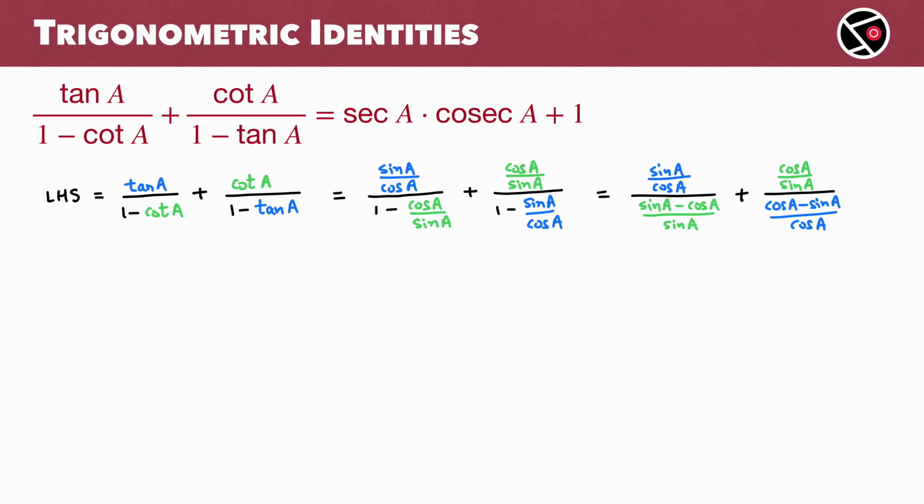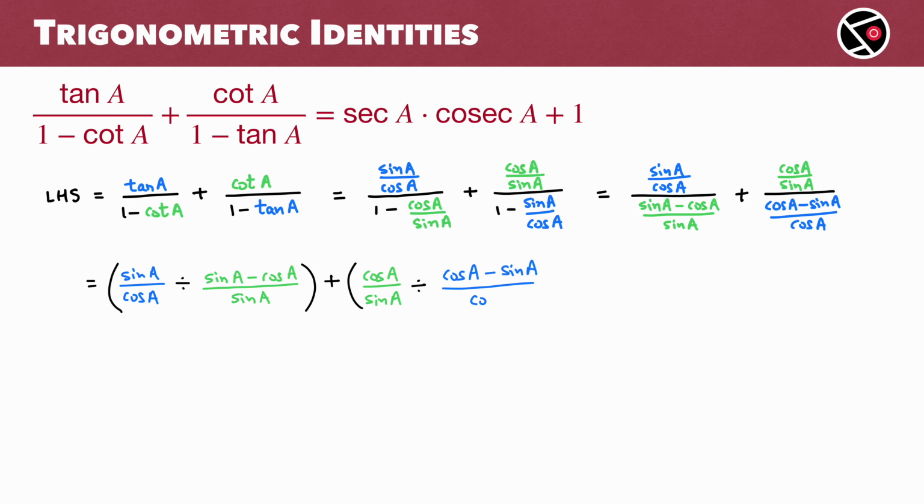We can rewrite the expression as sin A by cos A divided by sin A minus cos A by sin A plus cos A by sin A divided by cos A minus sin A over cos A. Now remember, when we divide by a fraction, we actually multiply by its reciprocal.